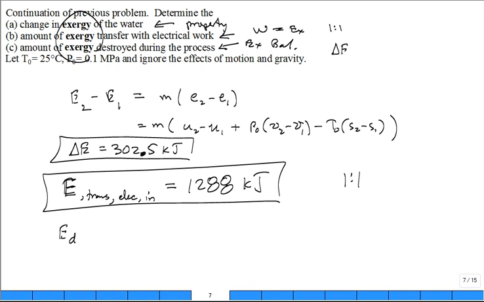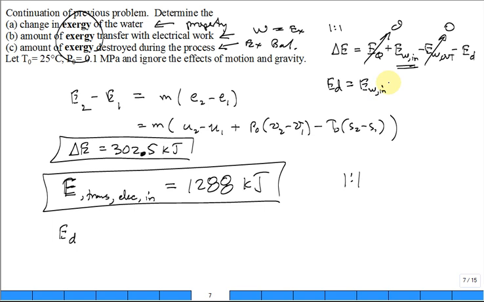But if you do an exergy balance for part C, you get that the change in the exergy of the system is equal to any exergy transfer in with the heat minus any exergy transfer with the work in minus any exergy transfer with the work out minus any exergy destruction. Well, we had no work out and we had no heat in, but we did have a work in. True? So our exergy destruction is equal to the exergy transfer with the electric work in minus the change in the exergy of the system.